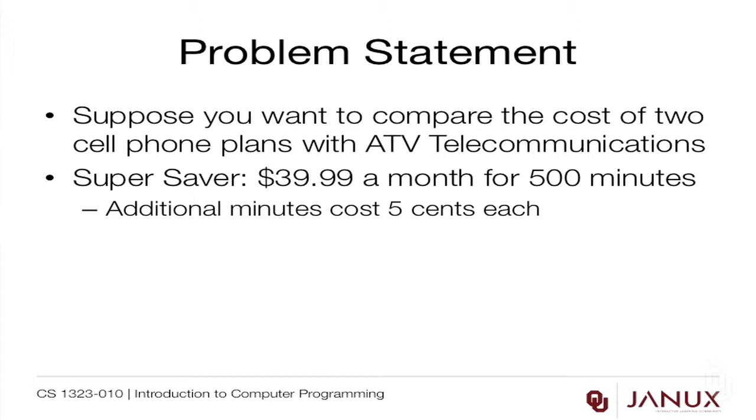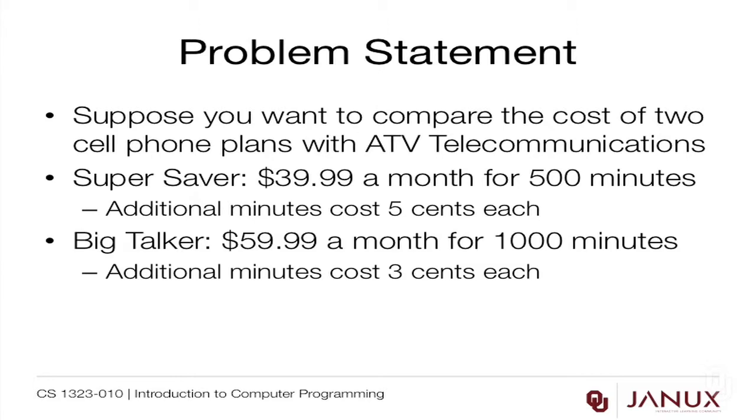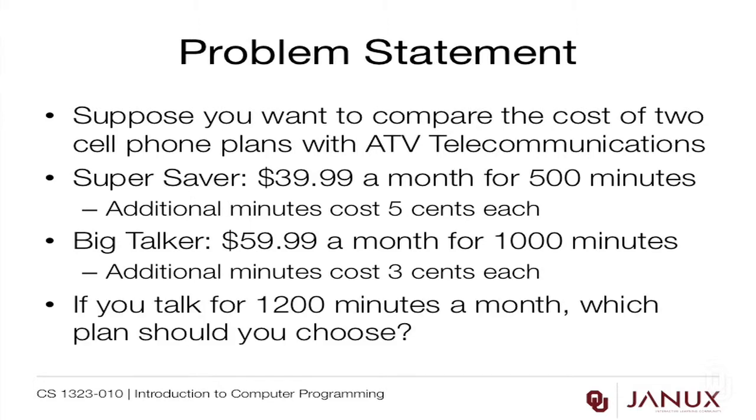There's the Super Saver, which costs $39.99 a month for 500 minutes, with additional minutes costing 5 cents each. And there's the Big Talker, costing $59.99 a month for 1,000 minutes, with additional minutes costing 3 cents each. If you talk for 1,200 minutes a month, which plan should you choose?